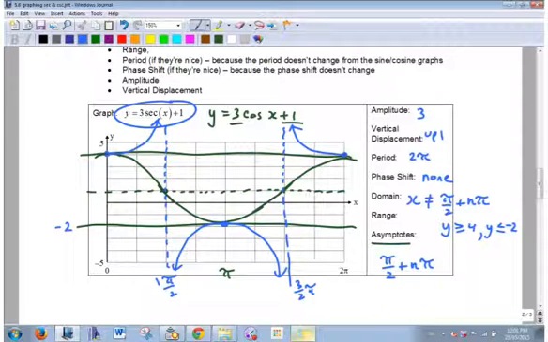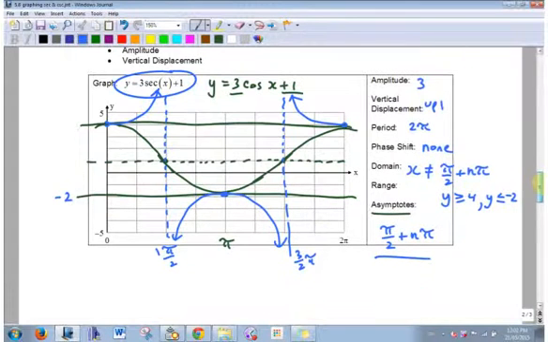And the asymptotes, just look at your domain. That's where the asymptotes are. Pi over 2, half a pi, 1.5 pi, 2.5 pi, 3.5 pi, so on and so on. That's how we can write that. Questions?